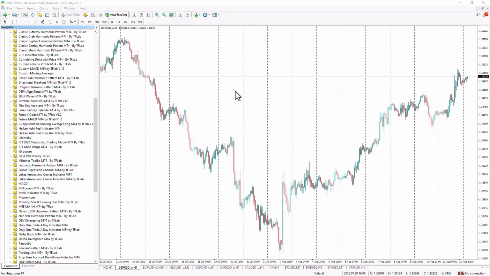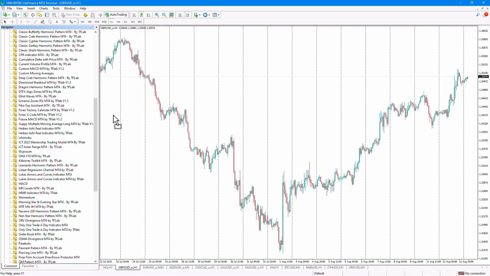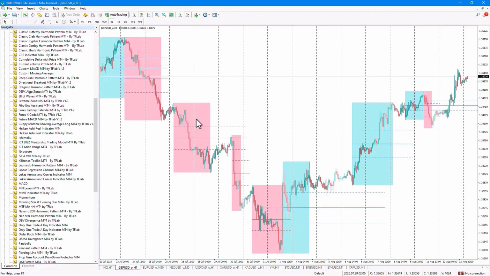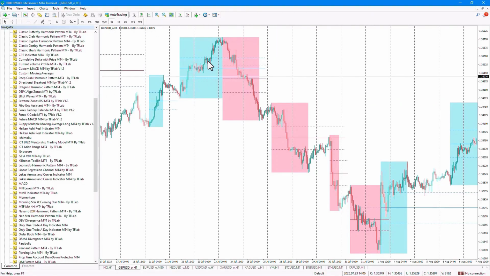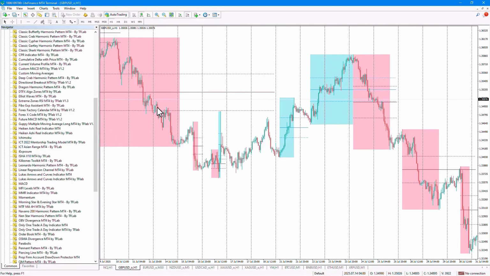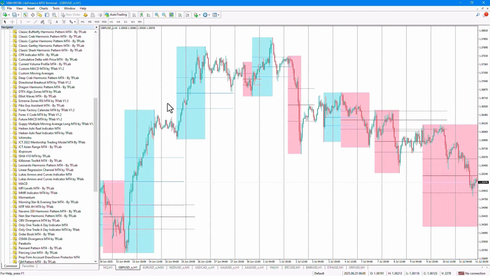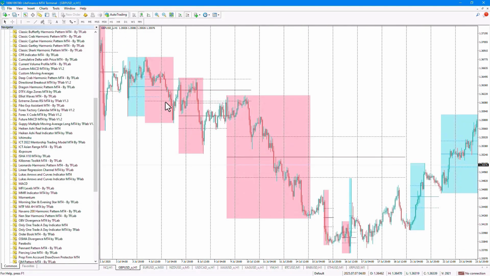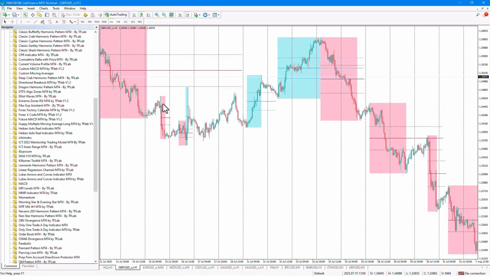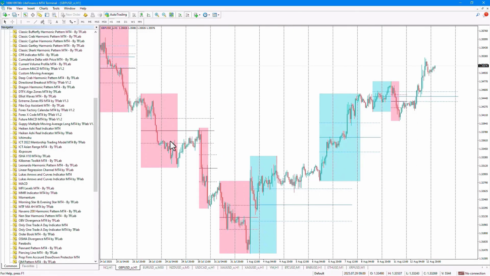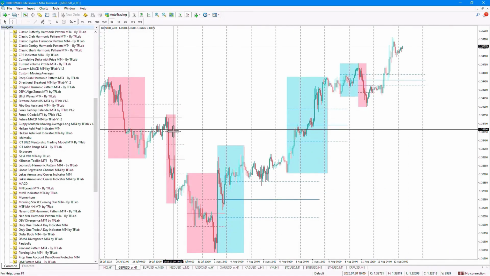From the Navigator section, we select the indicator file and run the indicator by dragging the file onto the chart. Once the indicator is placed on the chart, it starts identifying price movement legs and drawing retracement levels on the price chart. The DTFX Algo Zones indicator is a special and practical tool designed for price action traders who want to precisely identify significant price reaction levels directly on their charts.